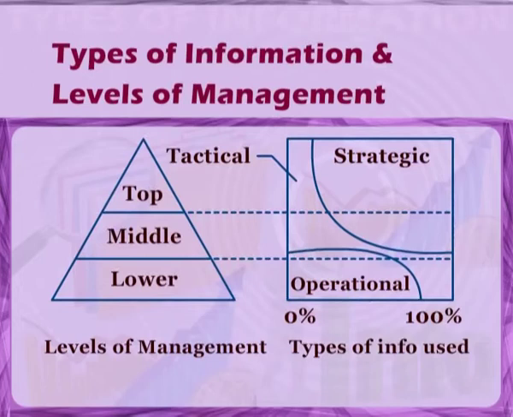Google, eBay, Apple use information systems to differentiate products and enable new. When you see this diagram, you can understand the different levels of managers' usage and extent of the different types of information. Lower level managers use a majority of operational information and tactical information to some extent.